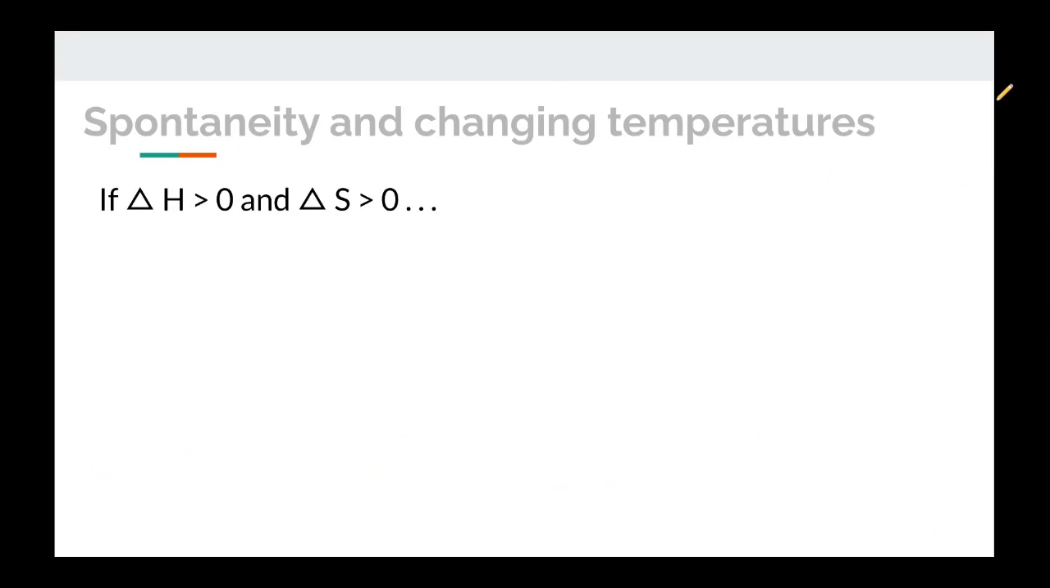We can see from those last few examples that temperature makes a difference for spontaneity. As the temperature got higher, we went from a non-spontaneous reaction to a spontaneous reaction. Let's look at that a little more generally. Let's take the case where the enthalpy change and the entropy change are both positive values. This is one of those we're not sure, it depends situations.